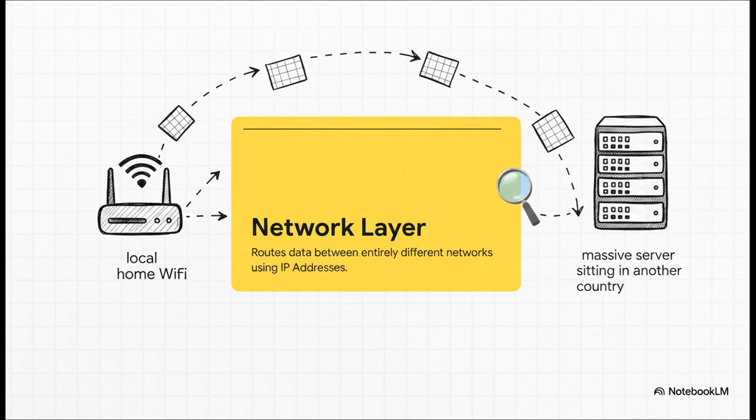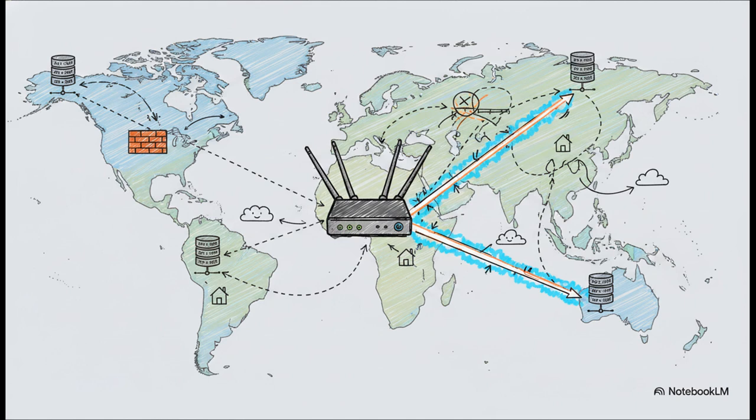If you're sending a message from your home Wi-Fi to a massive server sitting in another country, layer 3 makes that leap possible using logical addresses. And you definitely know these. They're called IP addresses. The core technical facts here are fascinating.